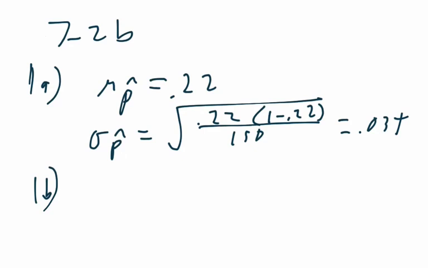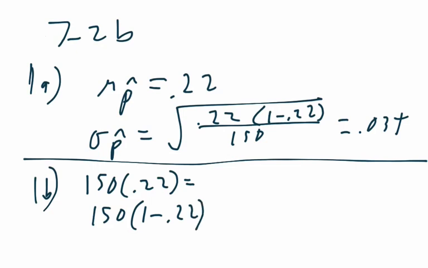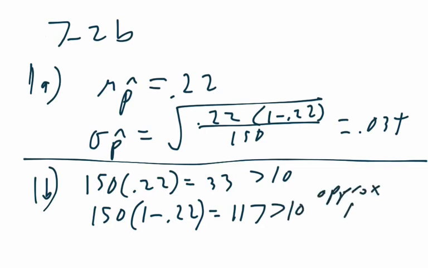1B, what is the approximate shape for this problem? Well, we're going to do n times p, which is 150 times 0.22, and 150 times 1 minus 0.22. And we got 33 and 117, and since these are both bigger than 10, we say approximately normal.